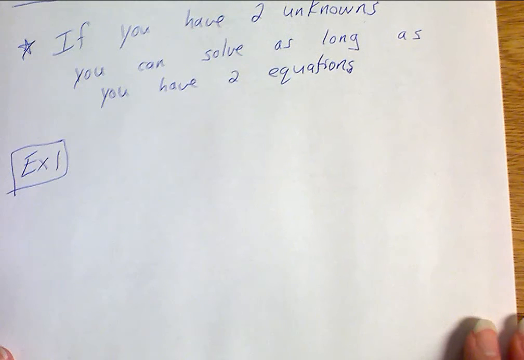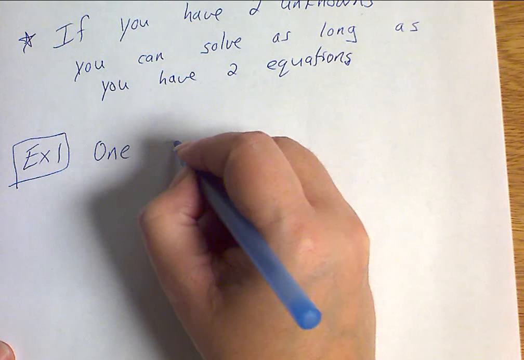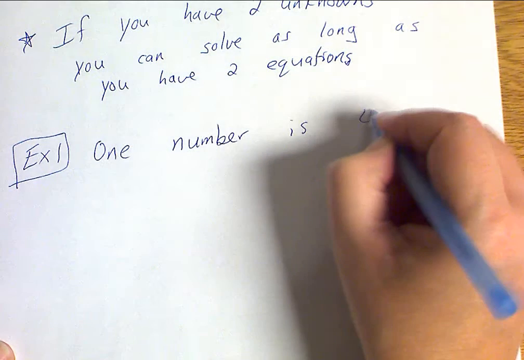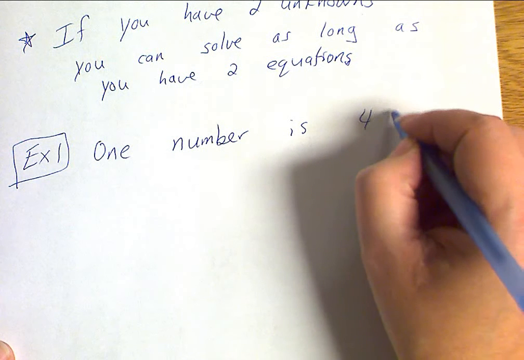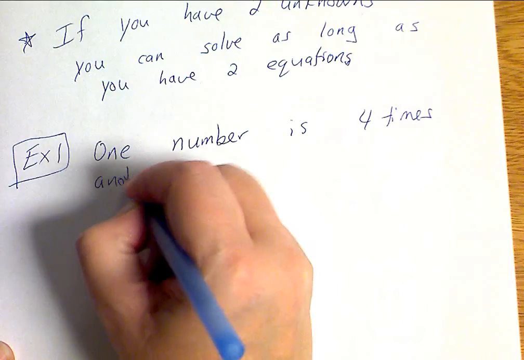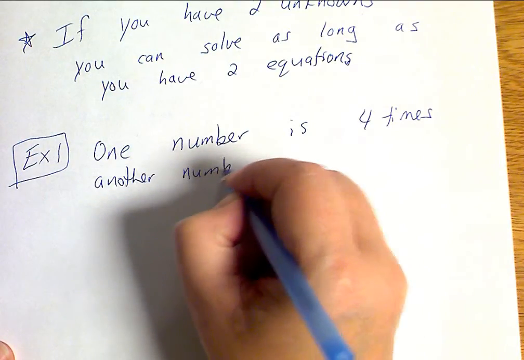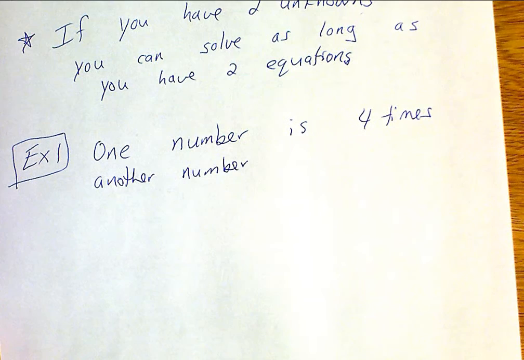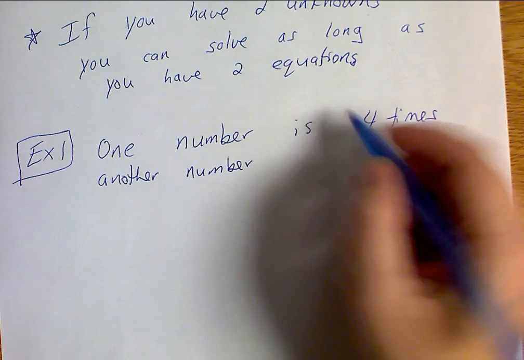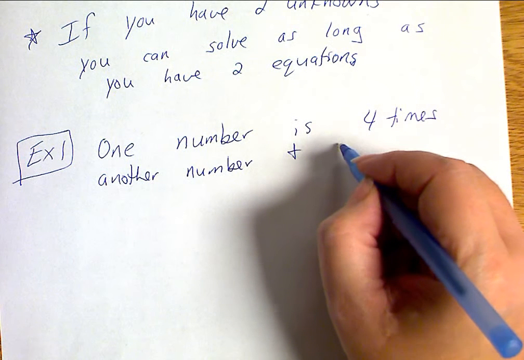All right, example 1. One number is 4 times another number, and their sum is 175.